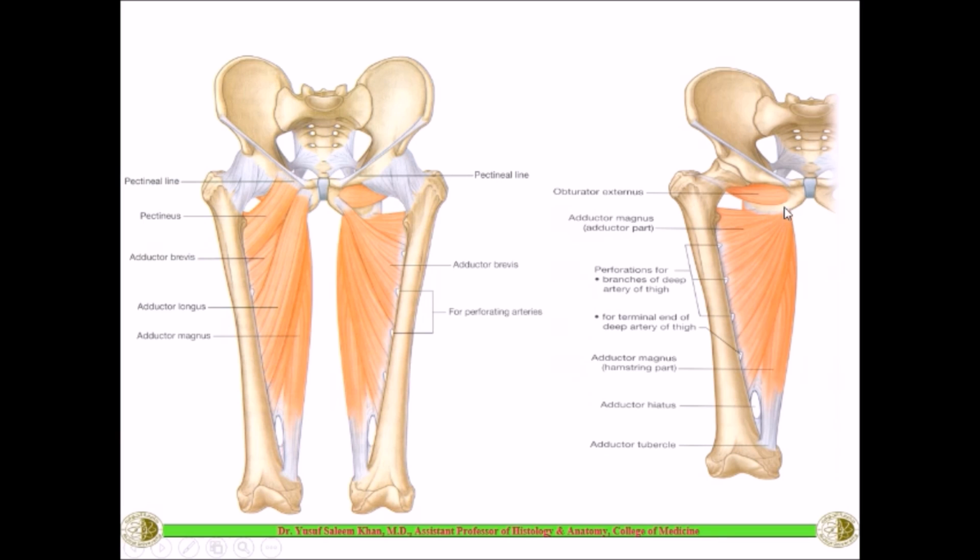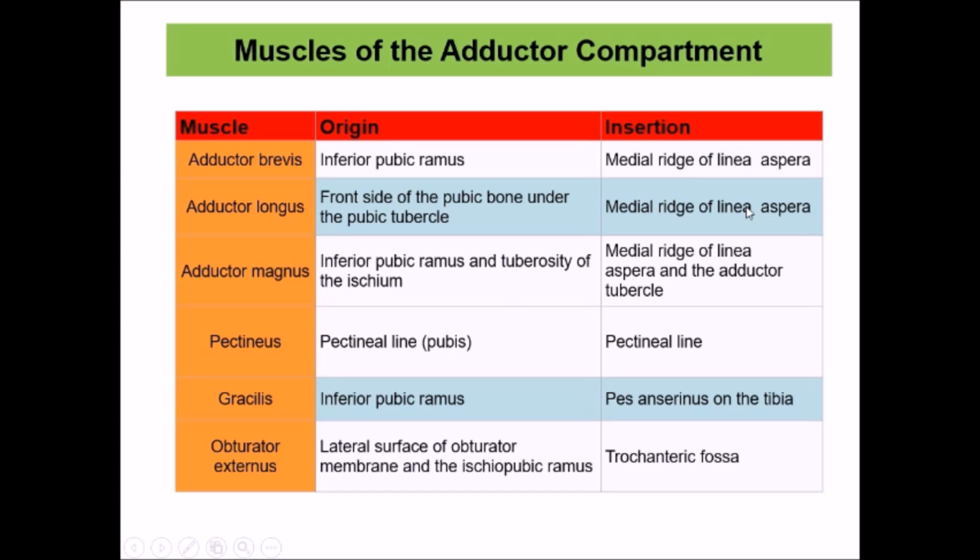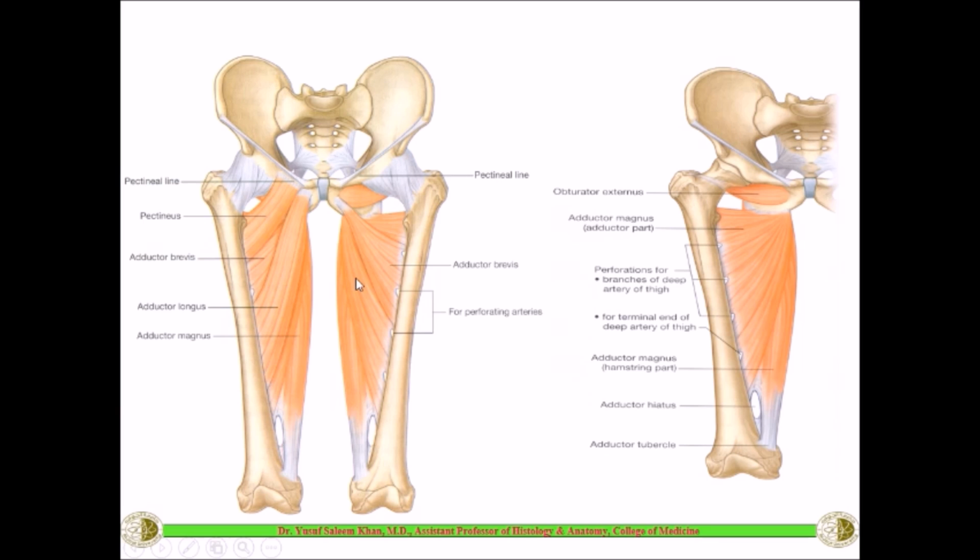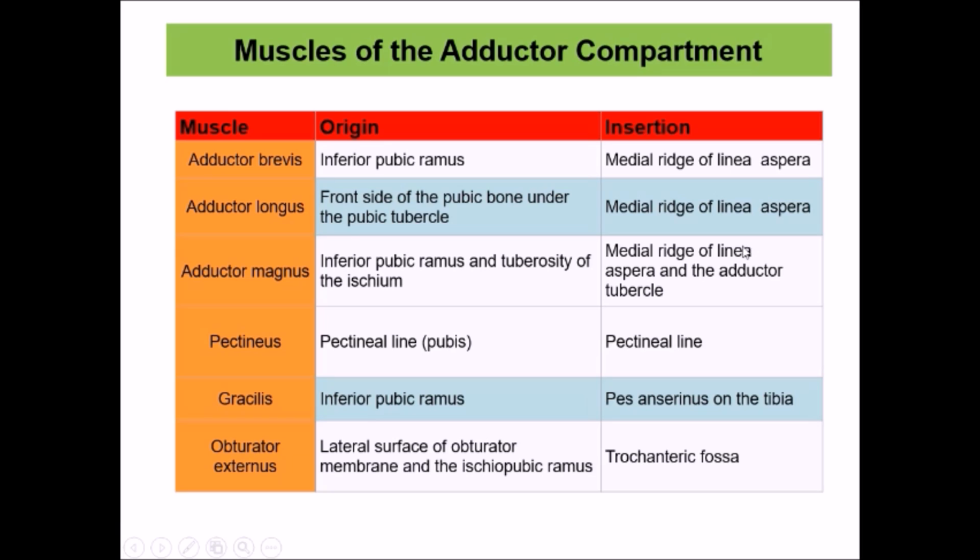So this muscle magnus will be taking origin from the inferior pubic ramus as well as from the ramus of the ischium, and a small part even goes up to the tuberosity of the ischium. So this ramus is called the ischiopubic ramus. This muscle will be taking origin from this ischiopubic ramus, and the insertion will be again to the medial ridge of the linea aspera and the adductor tubercle.